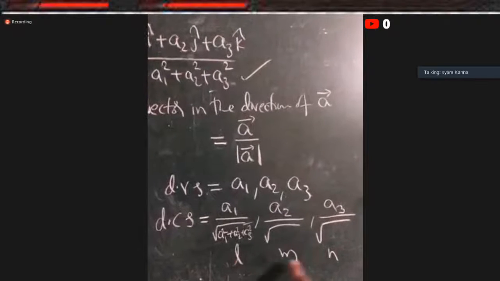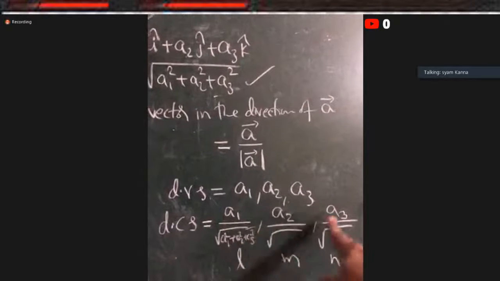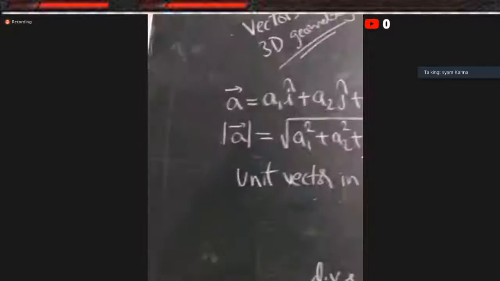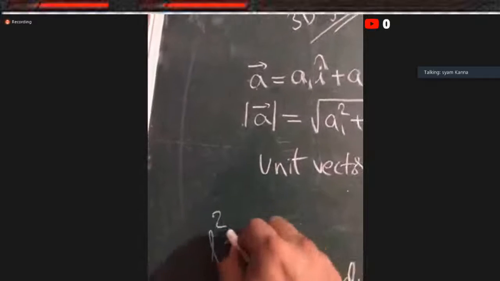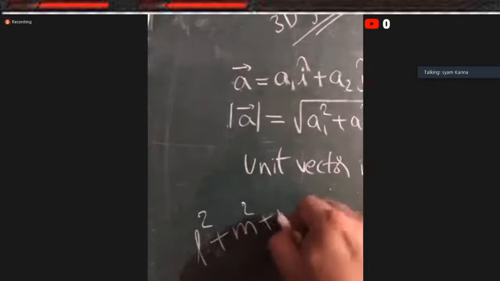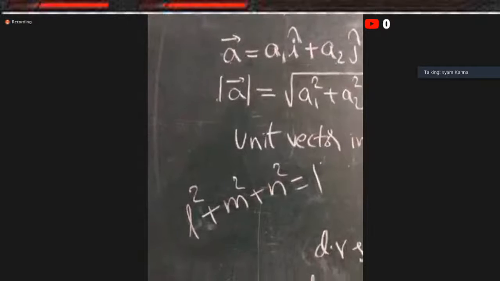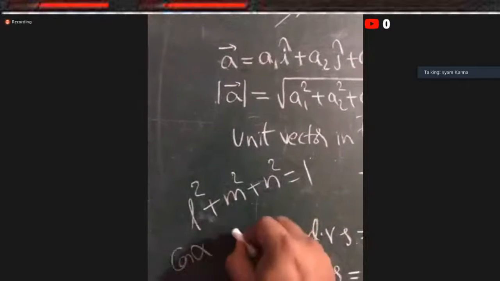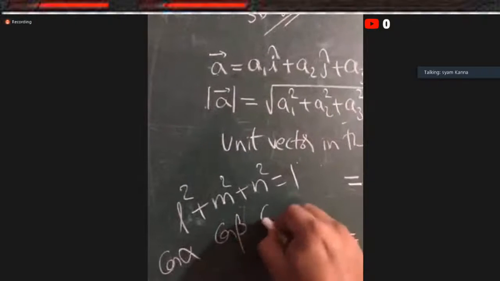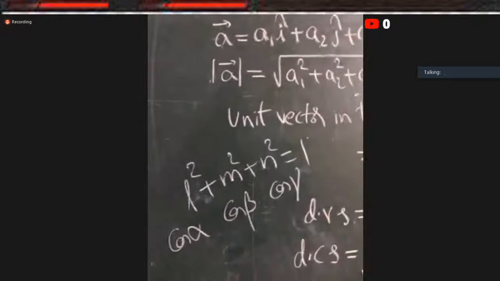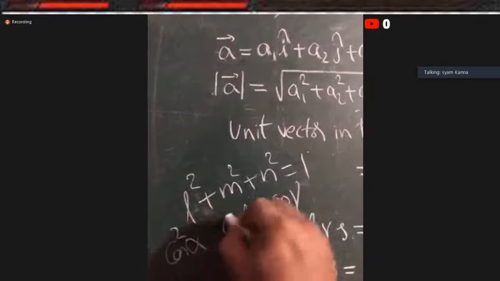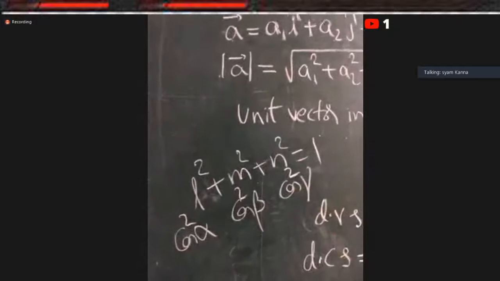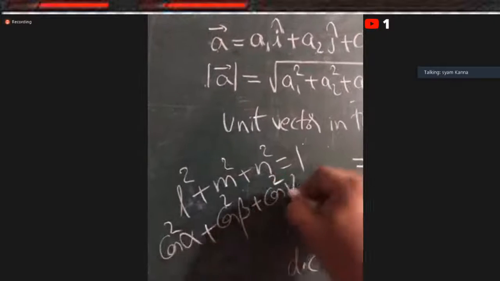How will these three be related to each other? Means if you square and add, you will get 1. Direction cosines are known to you as L, M, N. L square plus M square plus N square is equal to 1. Or what is L? Cos alpha. What is M? Cos beta. What is N? Cos gamma. L square means cos square alpha, M square means cos square beta, N square means cos square gamma. If you add, then you will be getting 1.